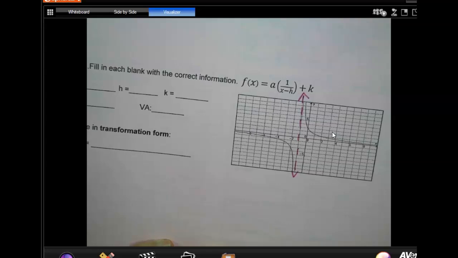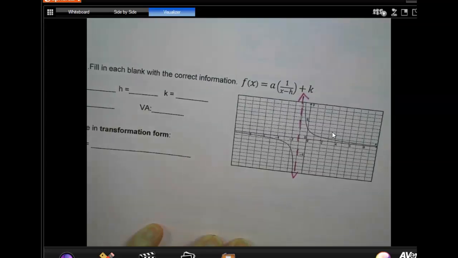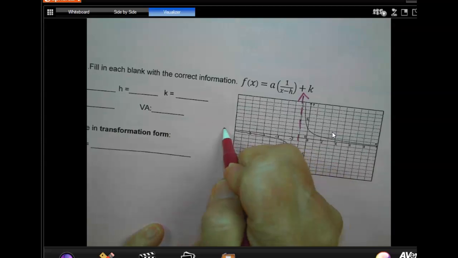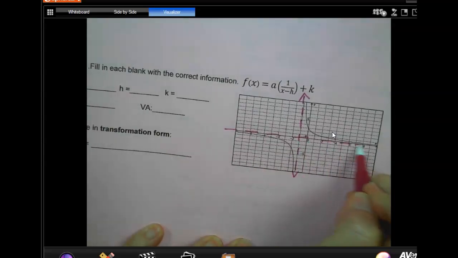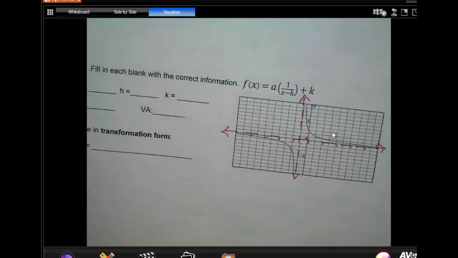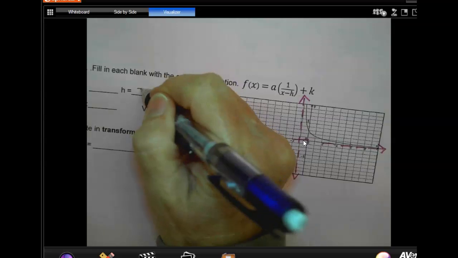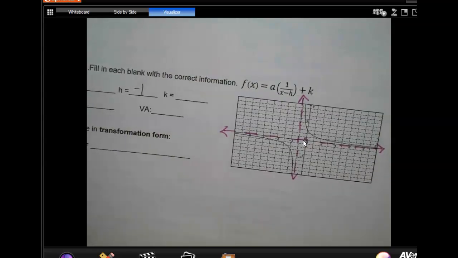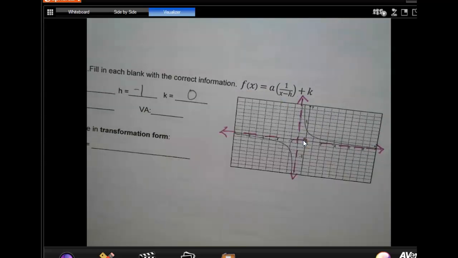Okay, so we have the -1, and so then these also head to 0. Do you see that? So the other one is at 0. And y'all, when you look at this, you see where they cross? That point is supposed to be at 0, 0. Is it at 0, 0? No. Which way did it move? It moved to the left 1, so my H is -1. My K is the up and down. Did this one move up and down? So I'm going to put a 0.